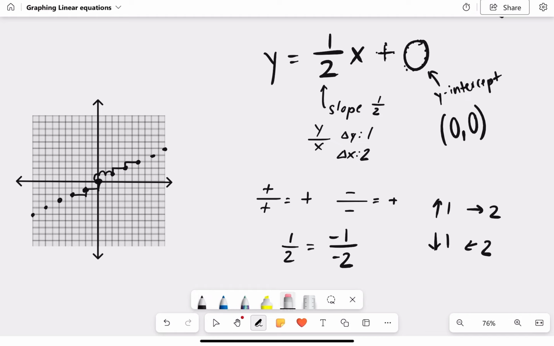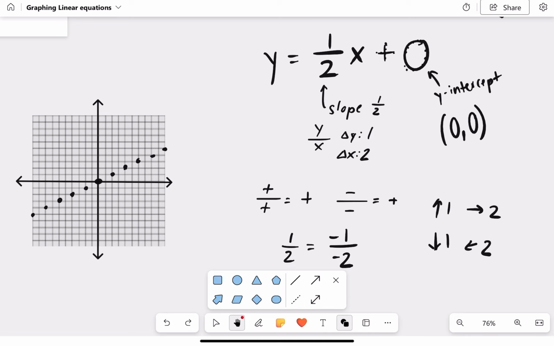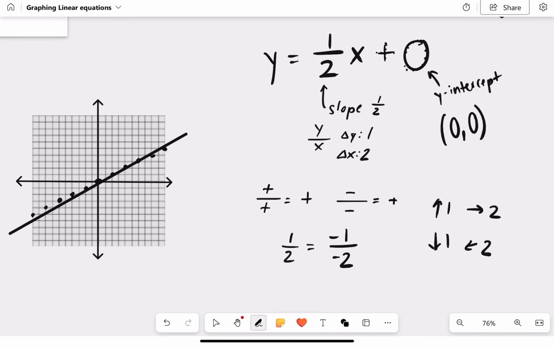Now, let me just get rid of this little stuff that's distracting from our points. I want to get a nice clean line with all our points. Here we go. And now for a line to connect them. Oops. What happened? There we go.